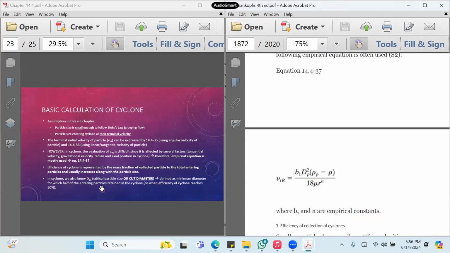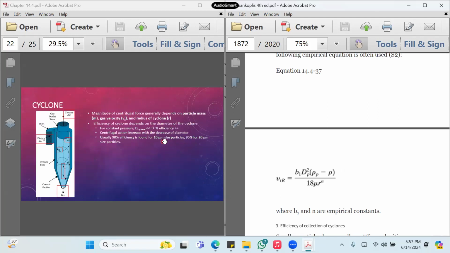Now, the efficiency of the cyclone is generally represented by the mass fraction of collected particles to the total entering particles. Like if you have 1 kilogram of total entering particles, then how many grams can you collect using the cyclone? That's the efficiency of the cyclone. It usually increases along with the particle size, just like what I show you here. Higher particle size, higher efficiency.